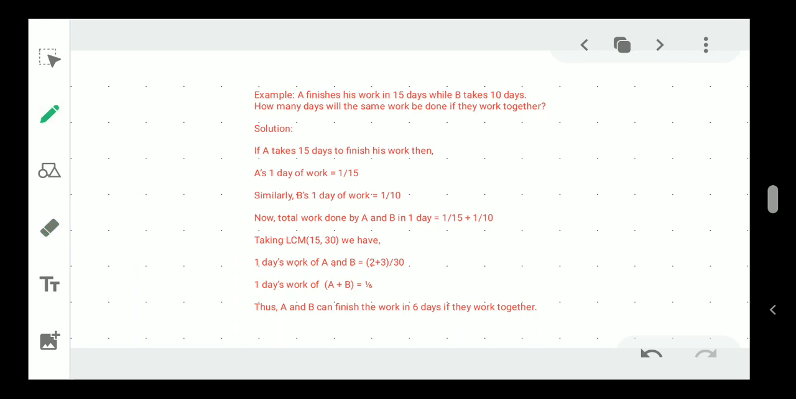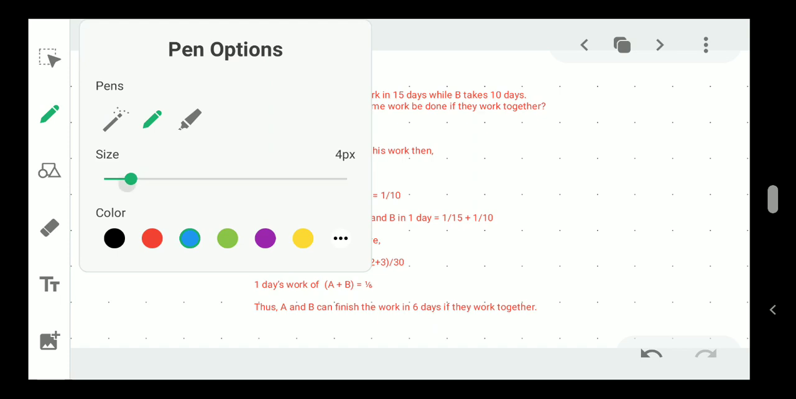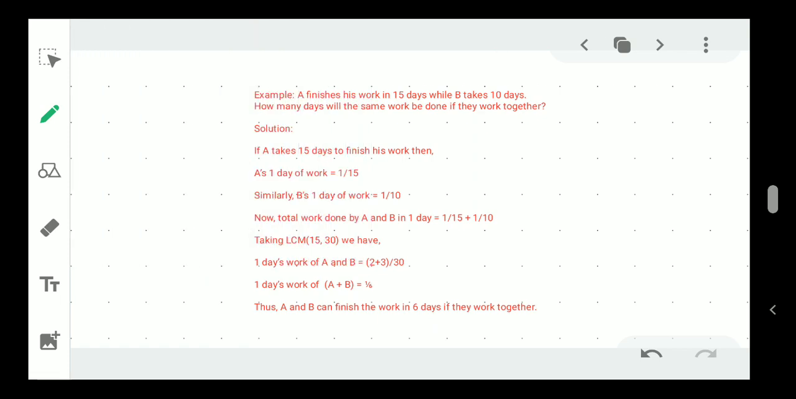The question is that A finishes his work in 15 days while B takes 10 days. That means to do that same work A needs 15 days whereas B needs 10 days. In how many days will the same work be done if they work together? That means if A and B both work together, how much time will they need?